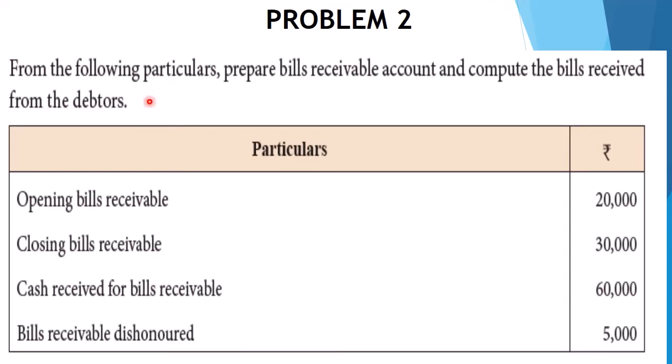Problem number 2. From the following particulars, prepare bills receivable account and compute the bills received from the debtors. So we have to prepare the account and we have to compute. What we have to find, the missing figure here, is bills received from the debtors. So opening bills receivable is given, closing is given, cash received from bills receivable is given, bills receivable dishonored is given. Let's see the solution.